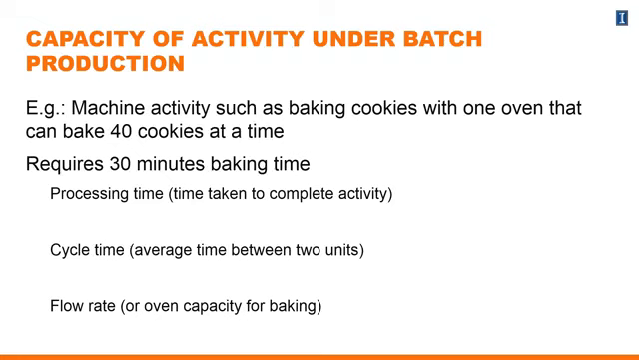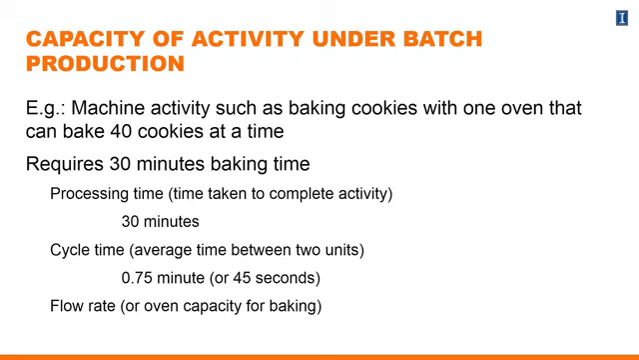The time required to bake these cookies, and these are really crisp cookies, and that's why it takes 30 minutes for them to be baked. So the processing time, you're going to say obviously 30 minutes. The cycle time here is going to be 30 minutes divided by 40 cookies being done in parallel. So it's going to be 0.75 minutes, 45 seconds, right?